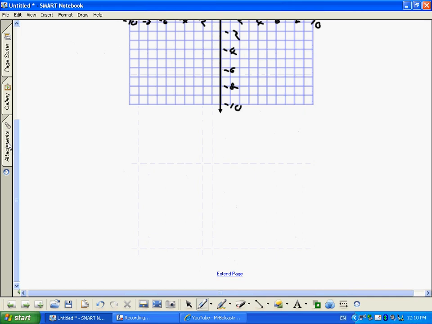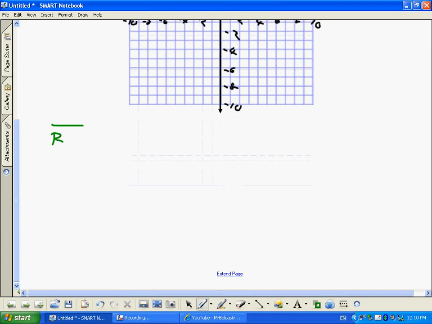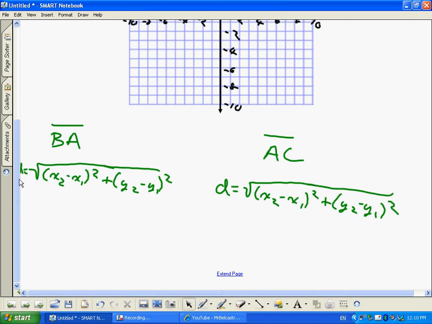Remember that, let's try to organize this a little. So, BA and line segment AC. So we're going to solve them left and right of each other. Distance is equal to the square root of x2 minus x1 squared plus y2 minus y1 squared. Okay? So there's one of them. Same distance formula here. D is equal to the square root of x2 minus x1 squared plus y2 minus y1 squared.